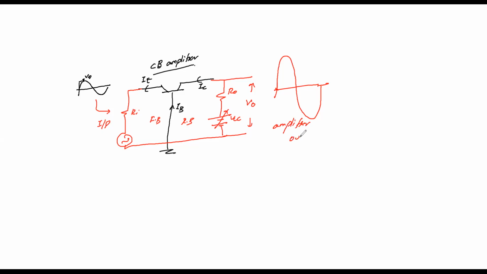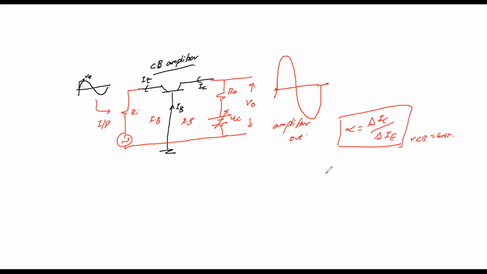In the amplifier output, we are going to discuss the current gain as well as the voltage gain. We already discussed current gain, so alpha. In the CB configuration, alpha is equal to the change in output current by the change in input current. Alpha is equal to IC by IE, where VCB is constant. This we already discussed. So it is your alpha.